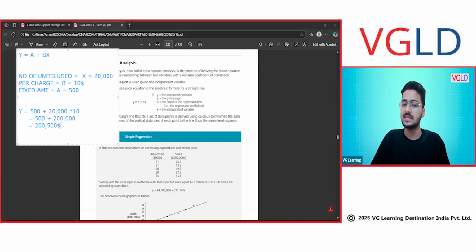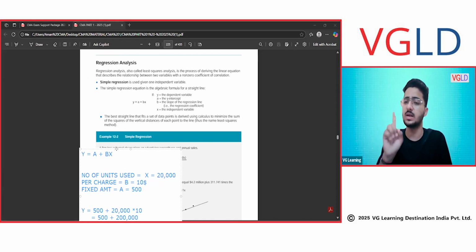Regression analysis tells us about the relationship between two variables. It shows the linear relationship between the two variables. There are two types of regression analysis: simple regression and multiple regression. Here, our total cost is based on the number of units, one variable factor. But there might be more than one independent variable.